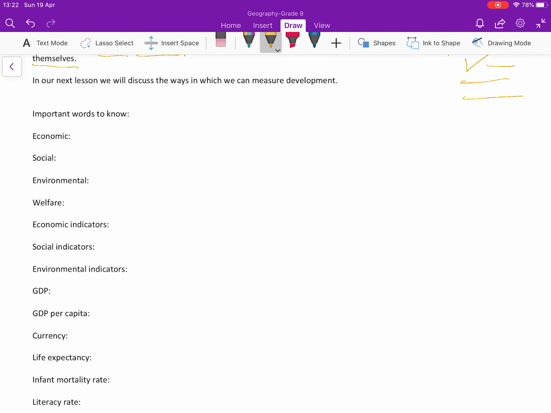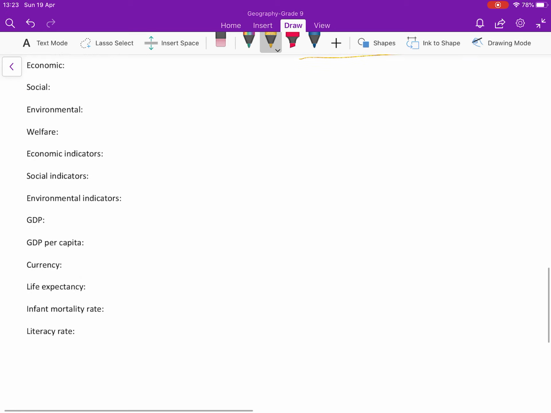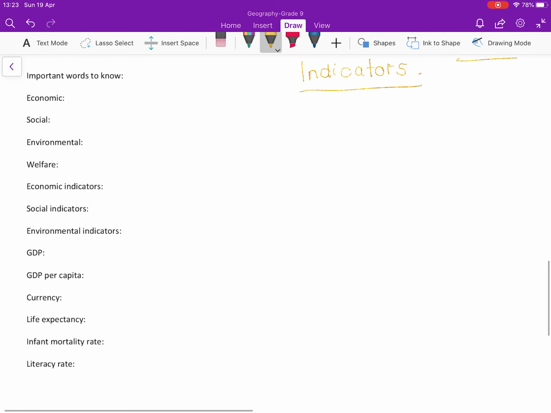In our next lesson, we will discuss the ways in which we can measure development. Now, we measure development using things called indicators, and we will look more at those indicators in our next lesson. And in preparation for our next lesson, you can go and have a look in your book and find the indicators in your book. Also mentioned on your slides, guys, are important words that you need to know. So these important words will help you to understand the development section much better.